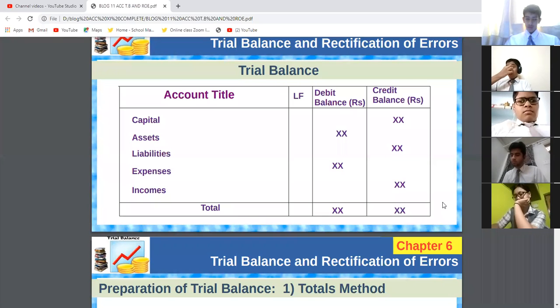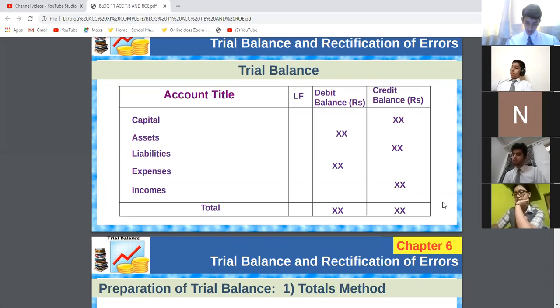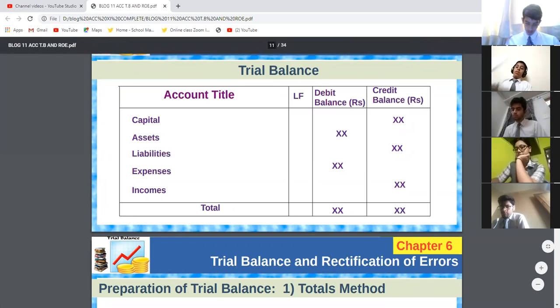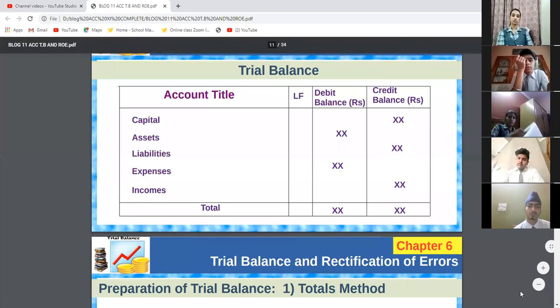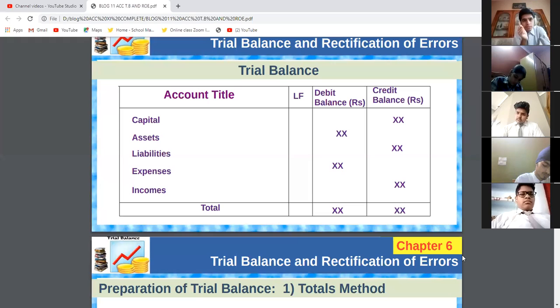Noel John, show me your copy, beta. Noel John and Himang, please show me your copy. Please make the format. Tanishq Malik, make the format. Noel John, show me your copy, beta.